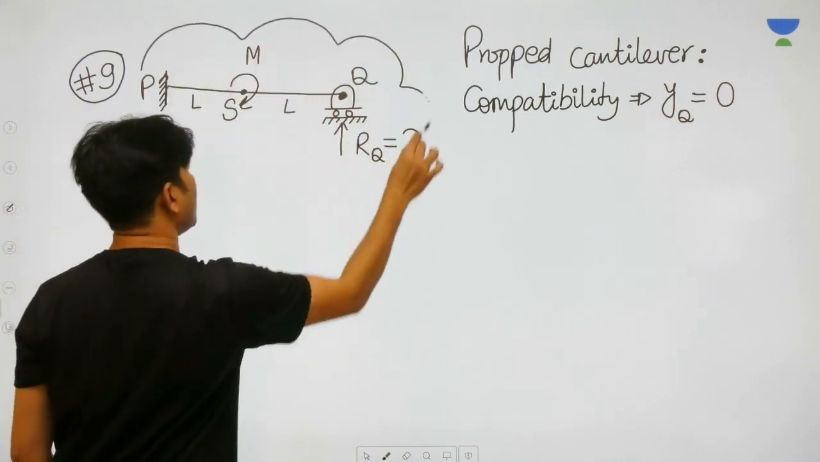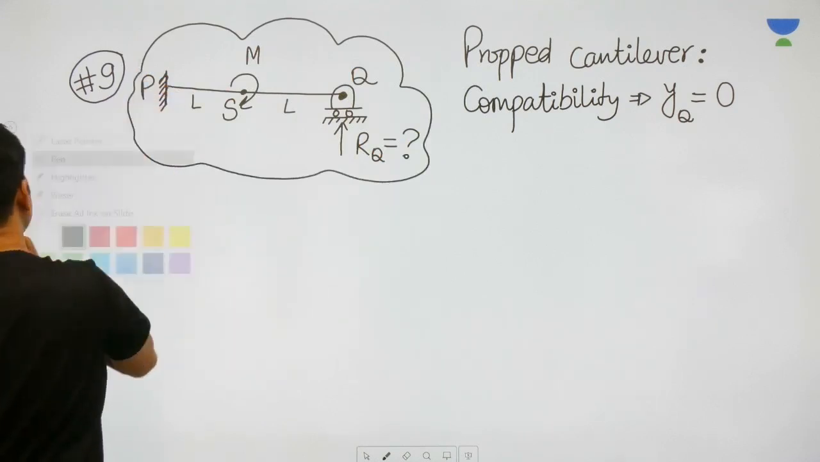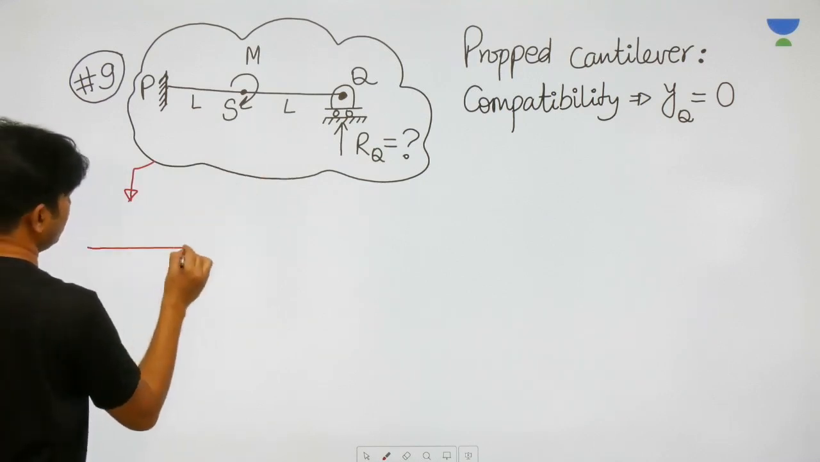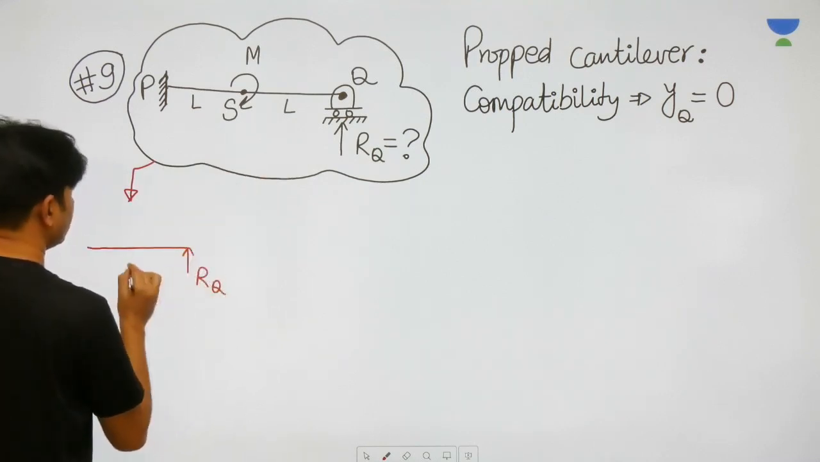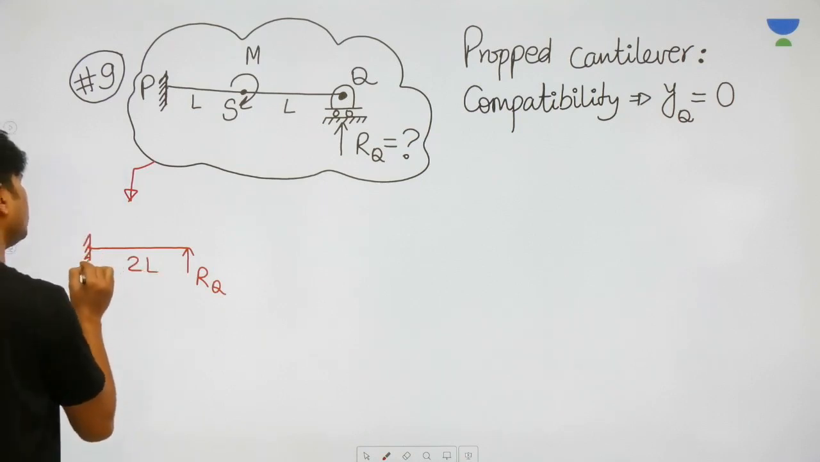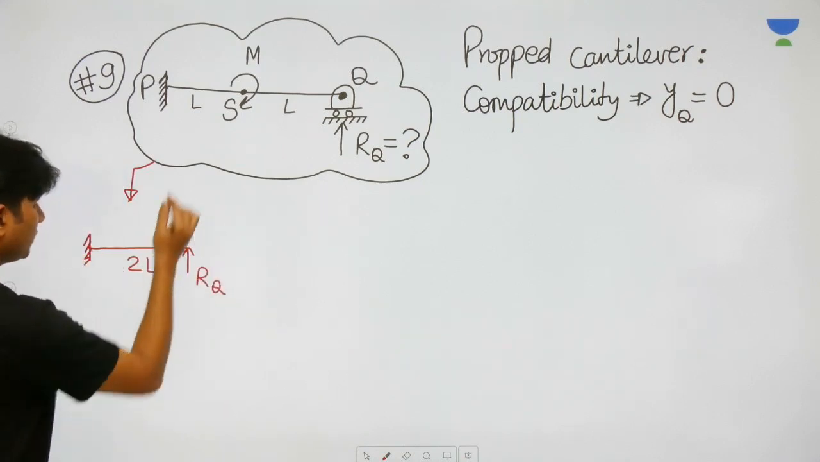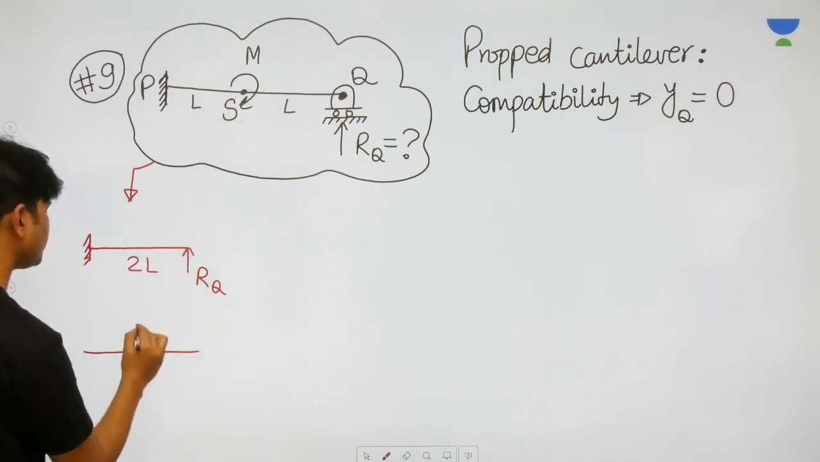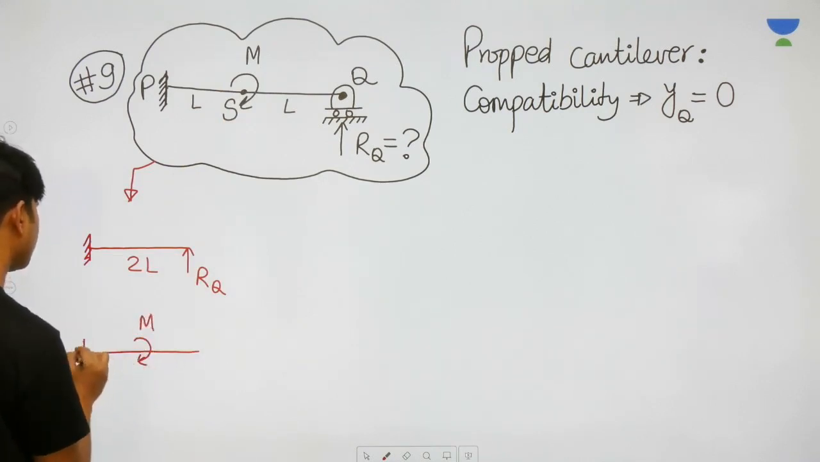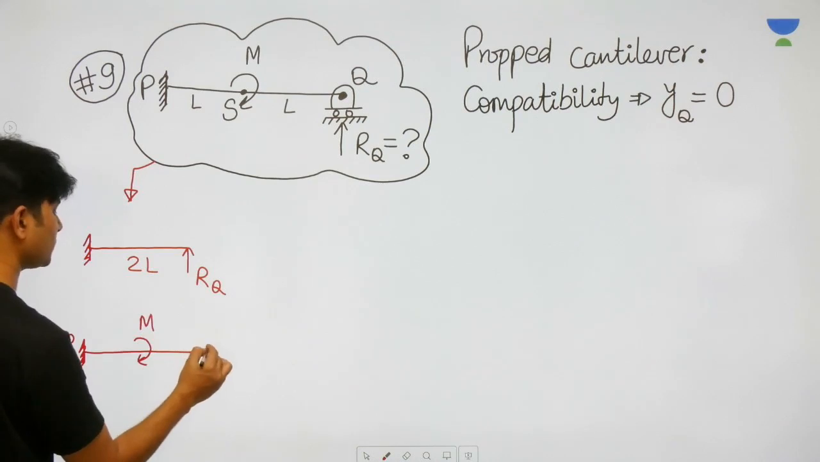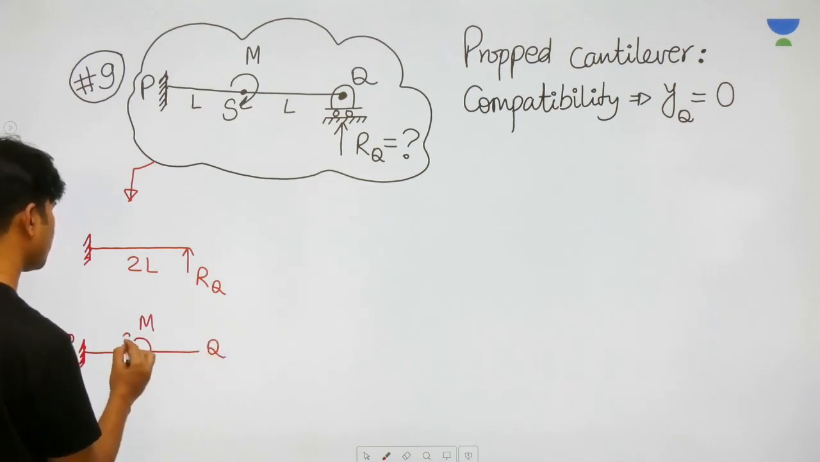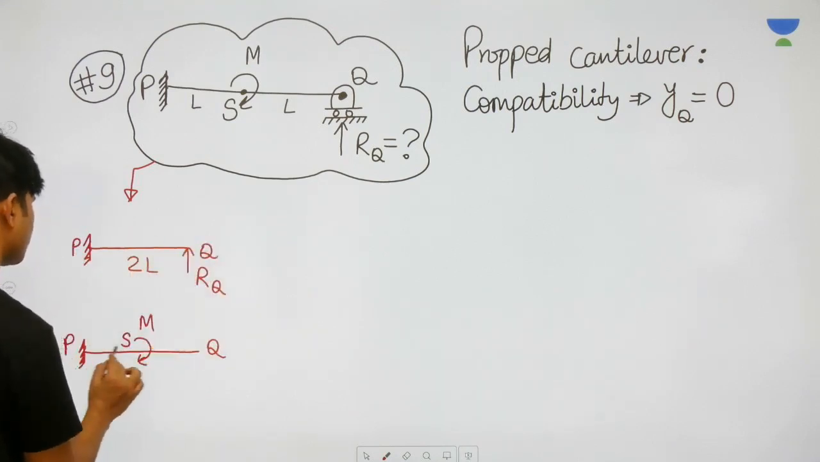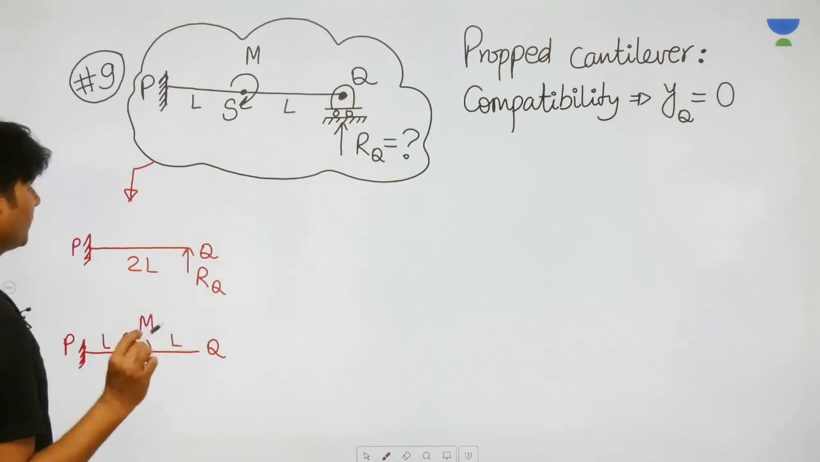To express YQ, I'm going to break this particular beam into two standard beams. One, the beam with RQ available at 2L length, and another, the beam with this couple M acting at the mid. This is point P, this is point Q, and this is point S here. And this much is L and this much is L.